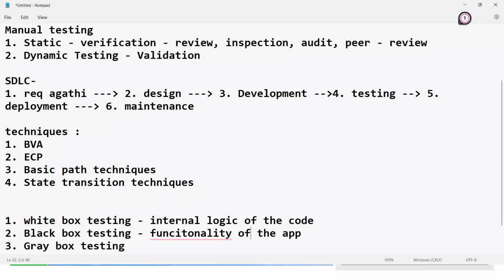This functionality is also called the behavior of the application. Behavior of the application and functionality of the application are one and the same. We have to validate the functionality of the application. Functionality means what? Suppose you are using a Paytm application. Whenever you are transferring money, you have to validate the bank details. How do bank details get authenticated?